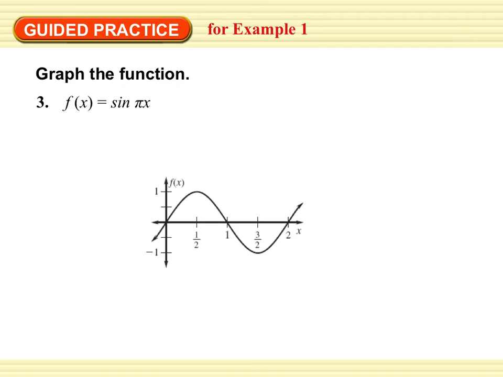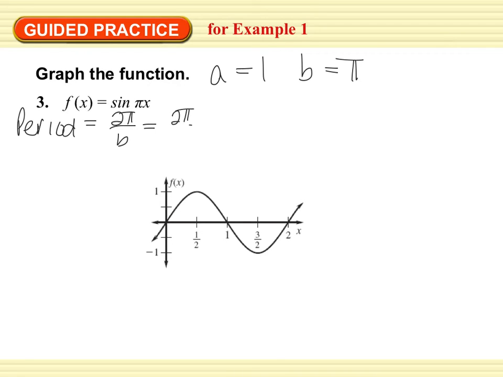Here we have, I know I have a pi there, but let's just treat it the same. And amplitude is 1, b is pi. So the period is 2π/b, 2π/pi, or just plain old 2. Okay, so this actually gets just a tad bit easier.